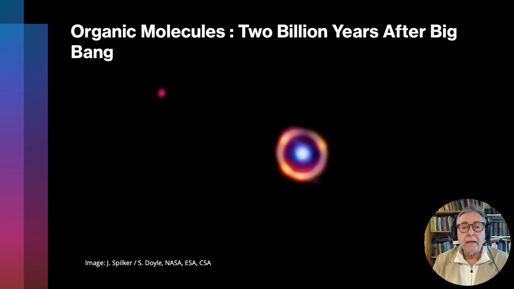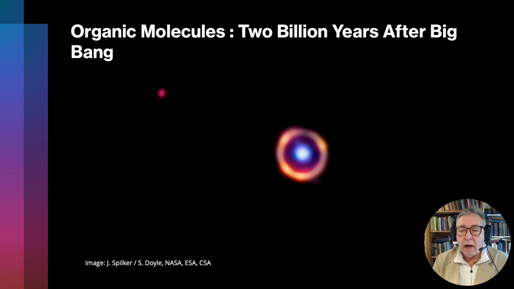Here we see galaxy SPT 0418-47. Astronomers using JWST detected the oldest and most distant complex organic molecules yet in the galaxy. The galaxy is over 12 billion light years away, but from our perspective on Earth, it is directly behind a foreground galaxy that is only 3 billion light years away. The light from the more distant galaxy is bent by the gravity of the galaxy in front of it, creating this beautiful gravitationally lensed Einstein ring.